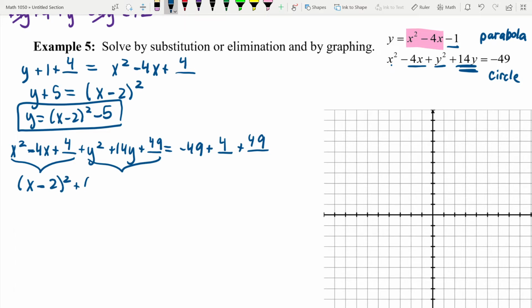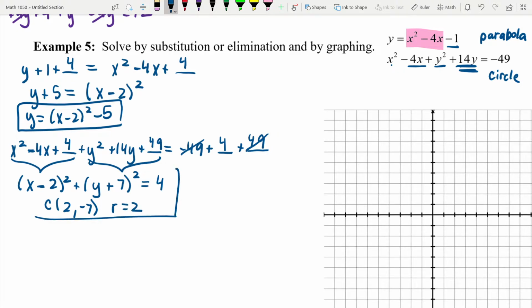Now do your y's. Y the second goes to a y. The middle sign is a plus. Square root of 49 is a 7. The whole thing's squared. On the right-hand side, you have a negative 49 and a positive 49. Those go away, so you just have a 4. So my center of my circle is positive 2, negative 7, and the radius is 2.